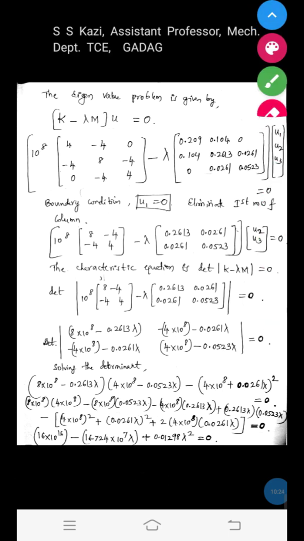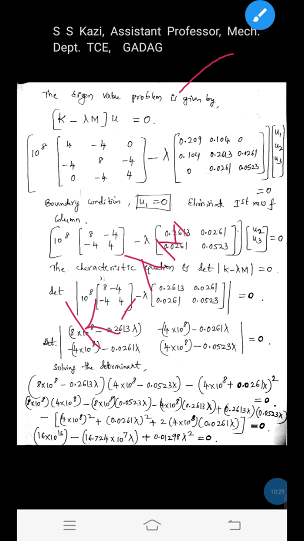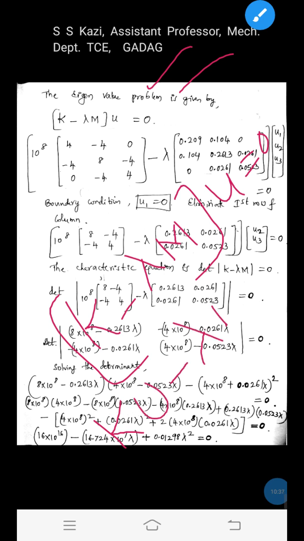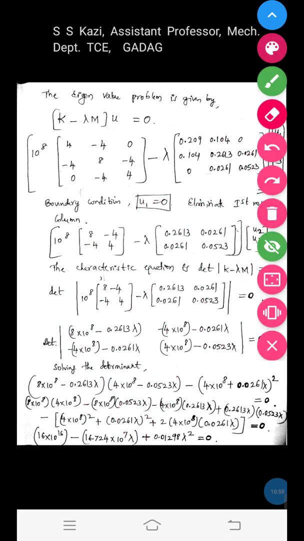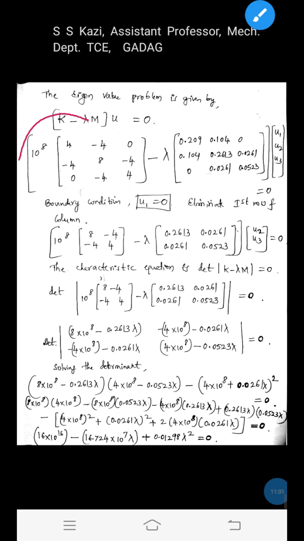Okay, now the eigenvalue problem is given by k minus lambda m into u is equal to 0. Here I wrote like this. Actually it is written as k u minus lambda m u is equal to 0, where u is common, hence I wrote like this: k minus lambda m, where k is the global stiffness matrix for the bar, lambda is the eigenvalue, m is the global mass matrix, and u is the global displacement vector.